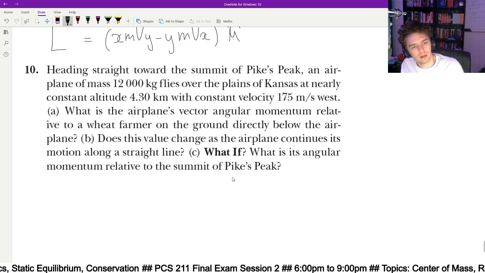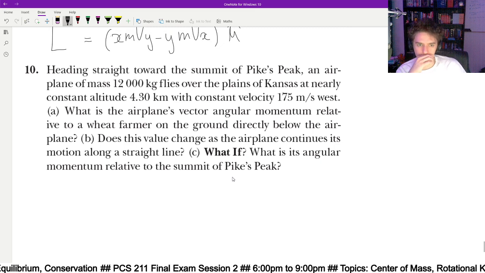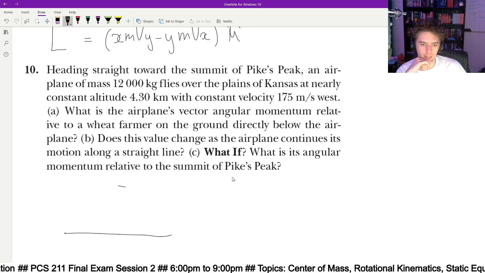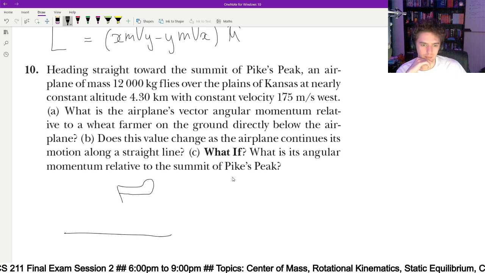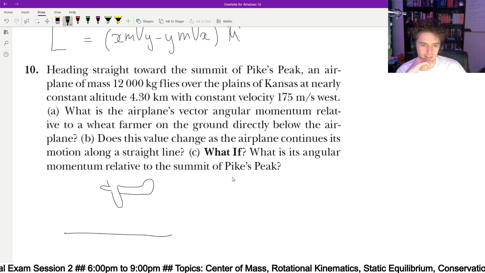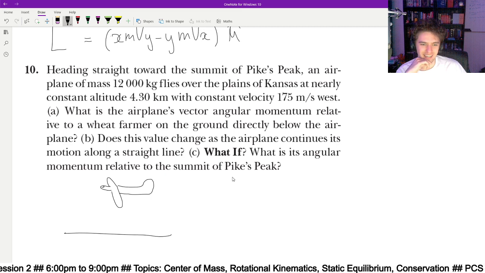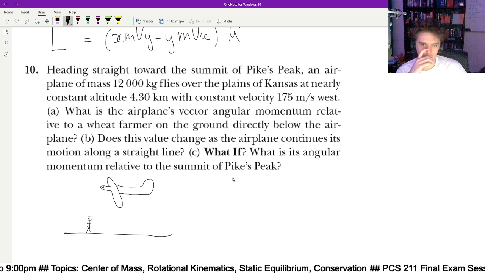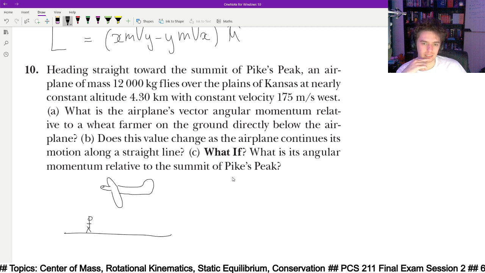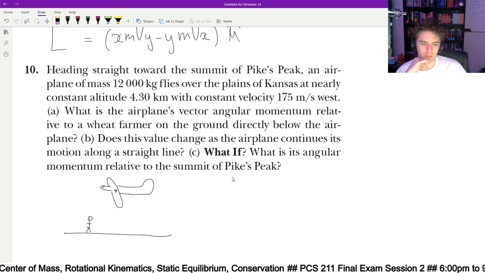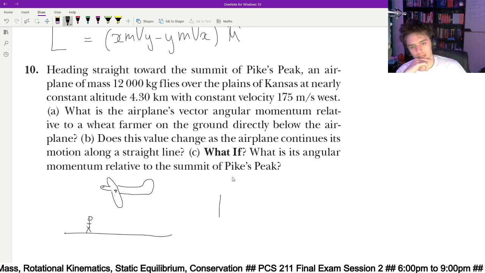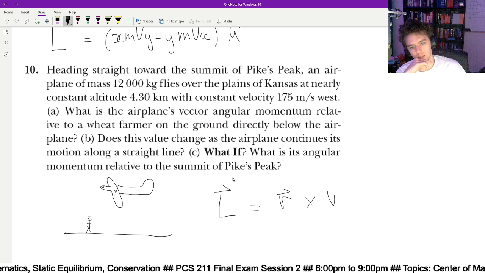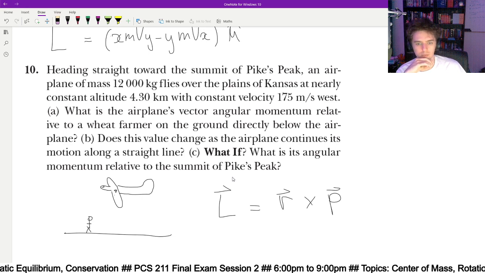So, well, okay, ground, airplane, person, right? So we're looking for the angular momentum relative to this. So just say there's our middle. We said angular momentum was equal to the radial vector crossed with the momentum vector, the linear momentum vector, right?